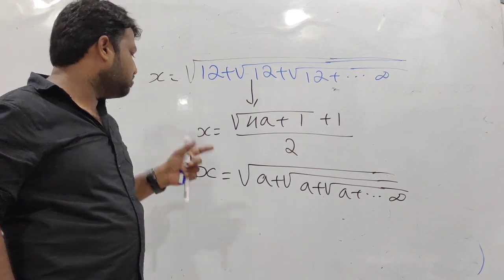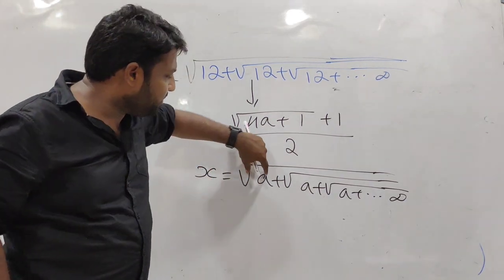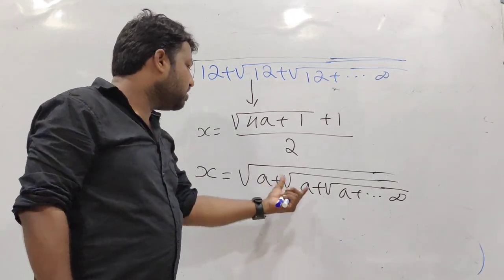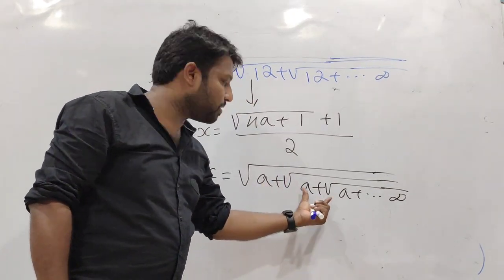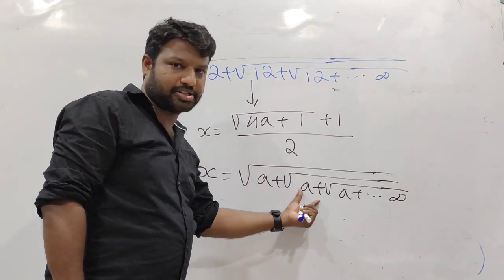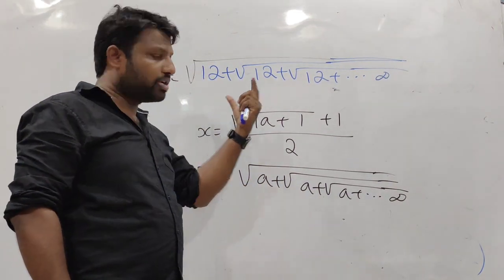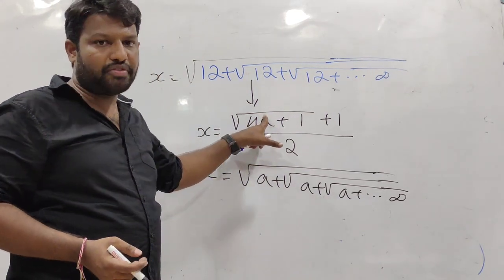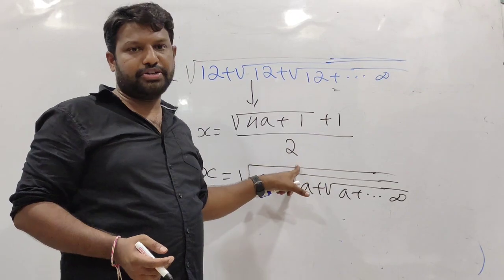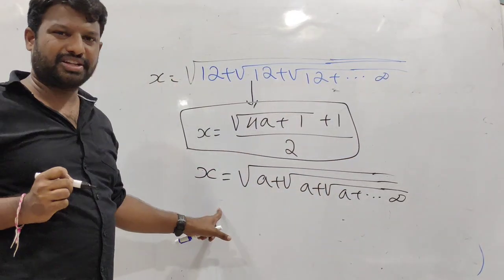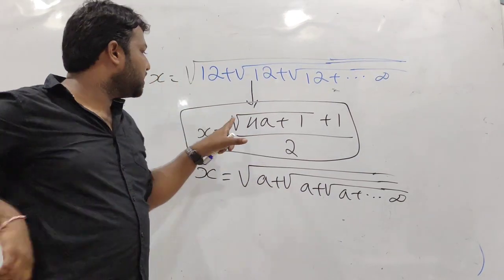So what you will do is the same thing. x is equal to root a plus root a plus root a and so on up to infinity. In place of this root a plus so on up to infinity, you will write x. So it becomes x is equal to root a plus x. Now if you square on both sides, you will get a quadratic equation. If you find the roots, you will get the same formula: root of 4a plus 1, plus 1, by 2. I am not deriving that. That's not important, but you have to remember.